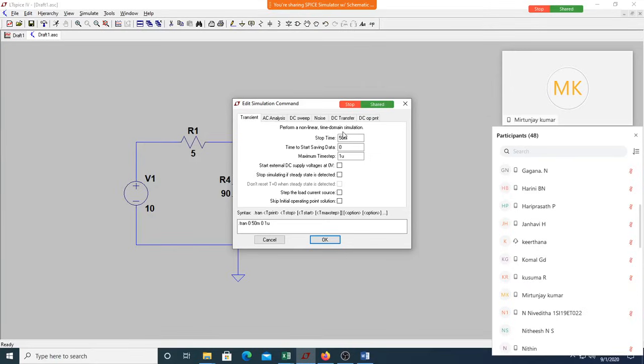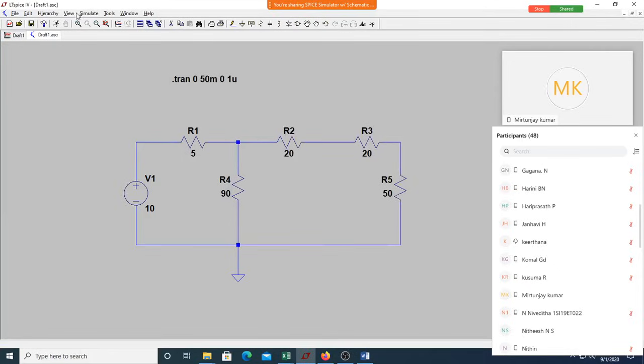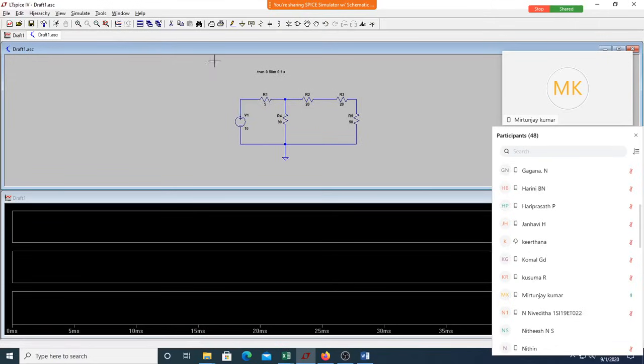Are these timings fine, Mrutyunjay? Yes, sir. Because you are doing a DC analysis, the stop time doesn't matter too much, because the waveform shape doesn't change over time, even if it's 50 millisecond, 5 millisecond, or 0.5 millisecond, you'll get the same value. So this is fine. So I'll just keep this now.